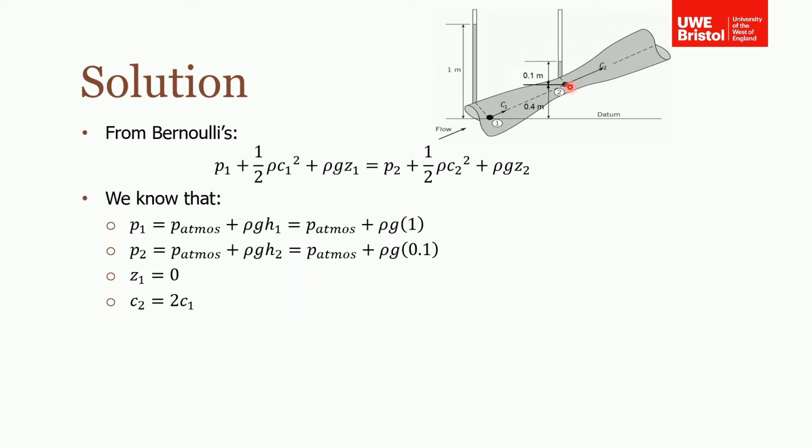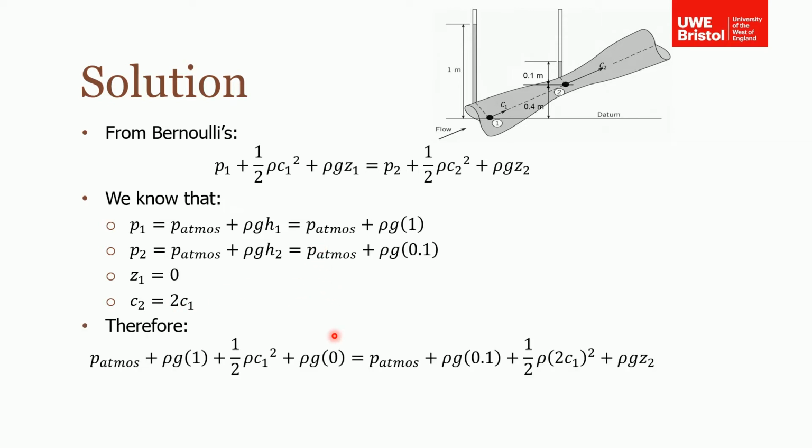And then the final thing that we know from the question is that we don't know what either of the velocities are, but we were told that the velocity in the throat is equal to twice the velocity upstream. So C2 is equal to twice C1. So we can plug all these things that we've found out, all these assumptions, into this equation. So you can see P1 is being replaced by P atmos plus rho G1. This term stays as it is, Z1 is 0. We've also got P2 is equal to P atmos plus rho G 0.1.